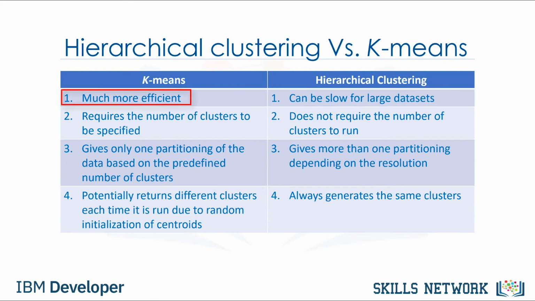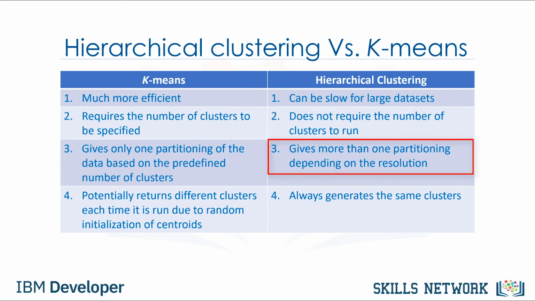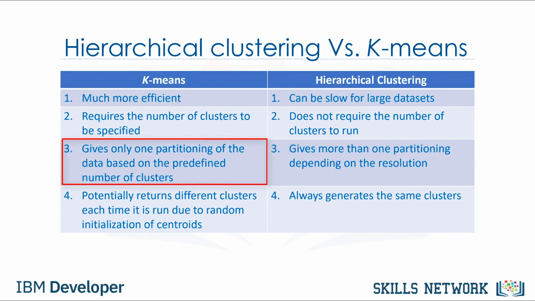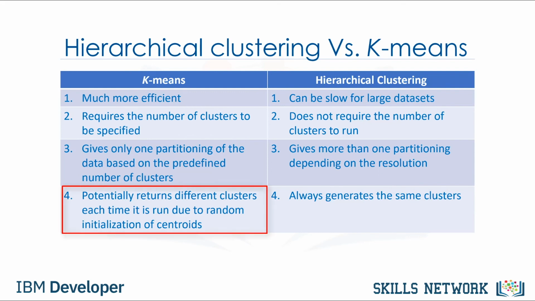K-means is more efficient for large data sets. In contrast to k-means, hierarchical clustering does not require the number of clusters to be specified. Hierarchical clustering gives more than one partitioning depending on the resolution, whereas k-means gives only one partitioning of the data. Hierarchical clustering always generates the same clusters, in contrast with k-means that returns different clusters each time it is run due to random initialization of centroids.